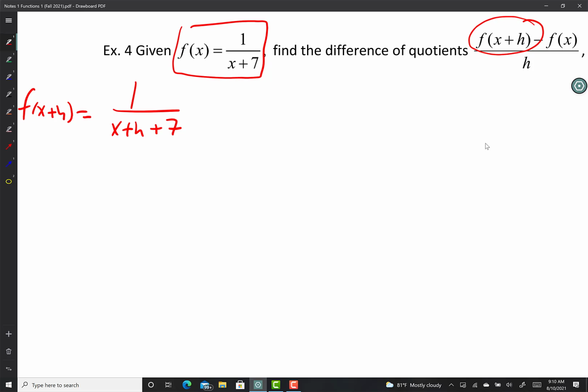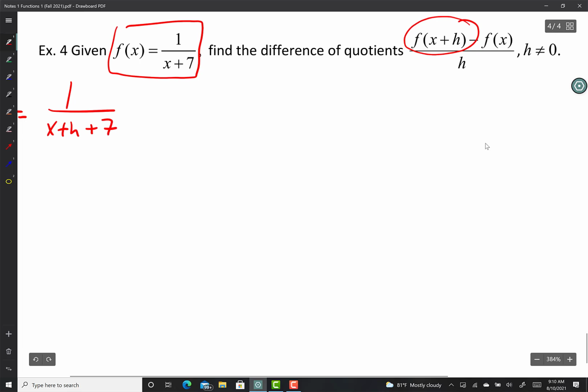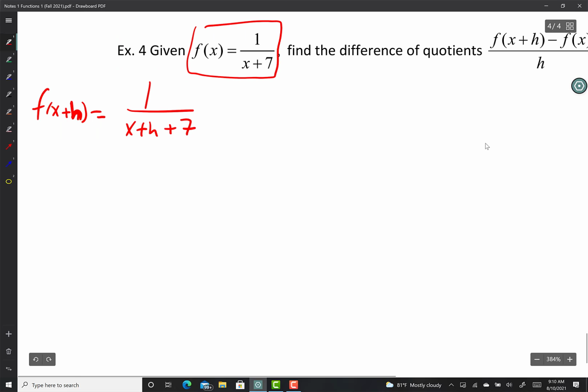Oh, yeah, but I wrote x plus h over here. So, oh, because I need, yeah, I need an f of x plus h. No, you're good, you're good. All right, so here we go.